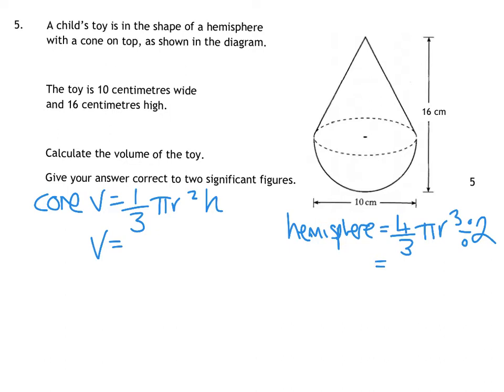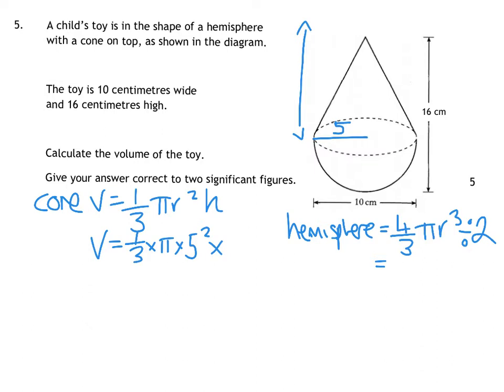So the radius of both shapes is the same. It is half of 10, which is 5. So we've got 1/3 times pi times 5 squared times, oh, now wait a minute, the height of the cone is the tricky bit. It's not 16.